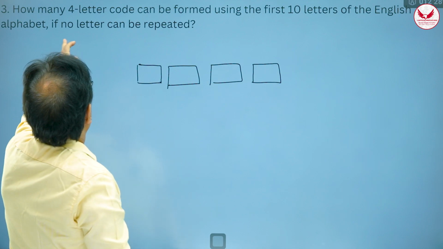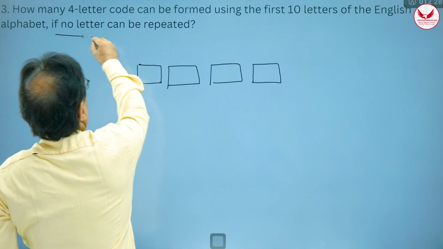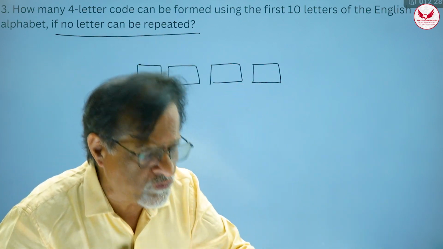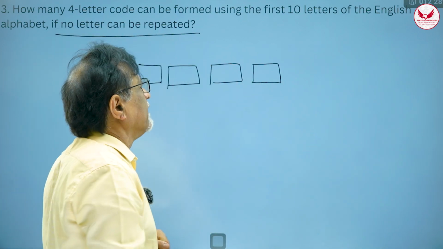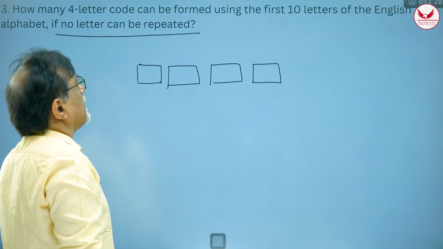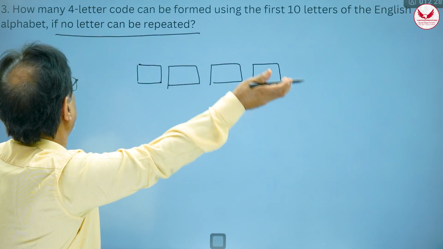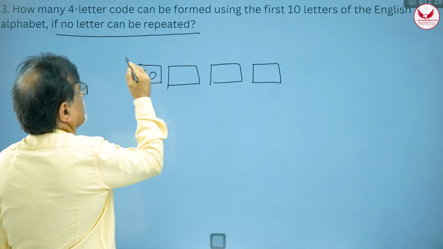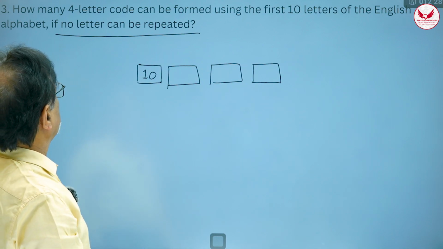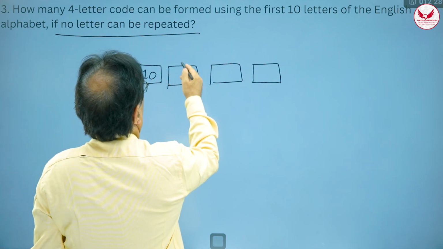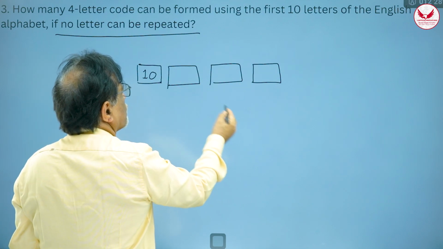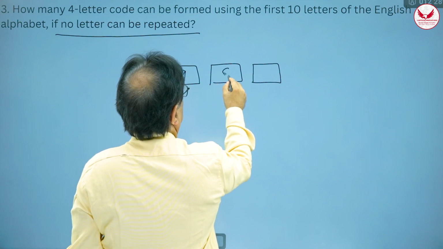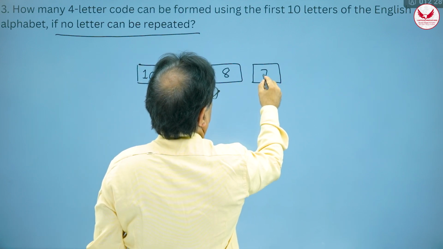And if no letter can be repeated, that is very important. Repetition is not allowed. The letter which is used once cannot be used again. So for the first letter to be chosen, we have got all 10 letters available. So there are 10 letters available for filling of the first box. Second letter, because one letter is gone and repetition is not allowed, there are 9. Now here repetition is not allowed, so there are 8. Repetition is not allowed, therefore there are 7.